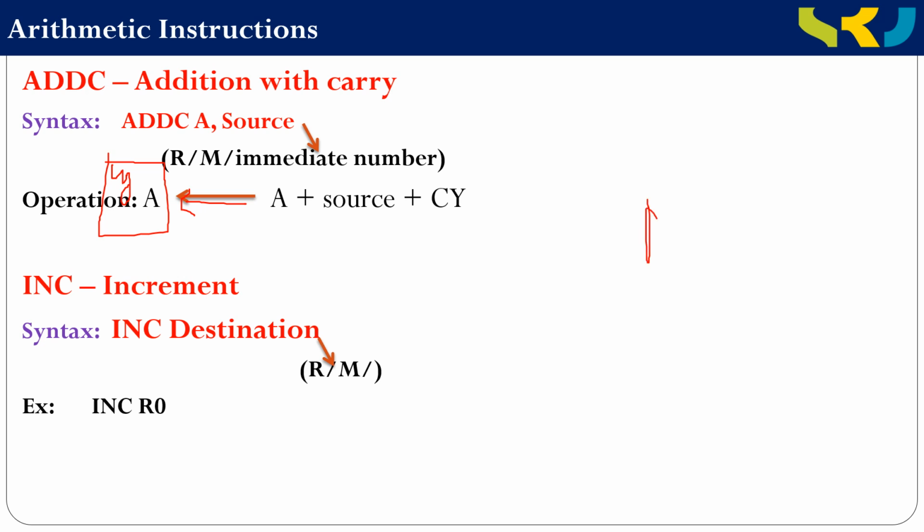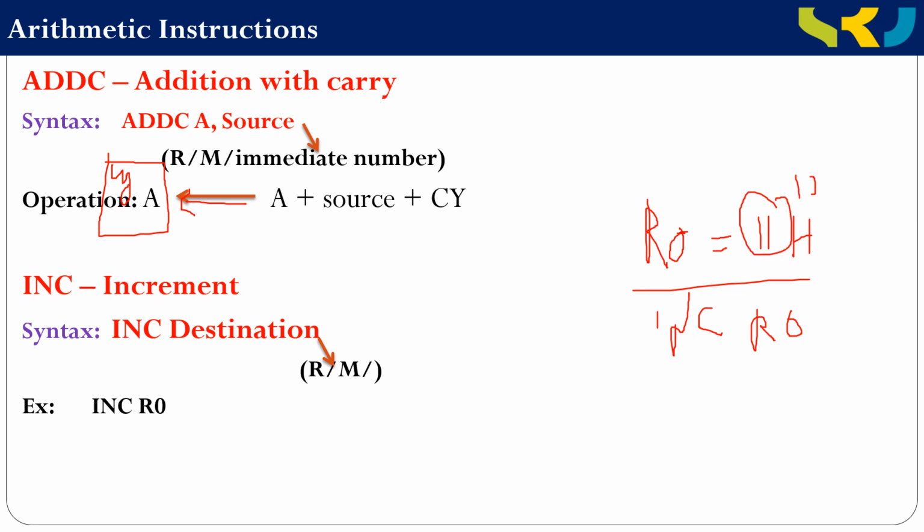Let us consider the R0 register has some value, 11H, before execution. After execution of the increment R0 instruction, the value will be incremented by 1. That means it will be 12H. Before execution it is 11 only, but after execution it is incremented by 1. So this is the operation of the increment R0 instruction.